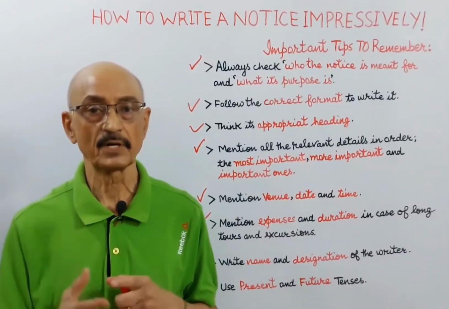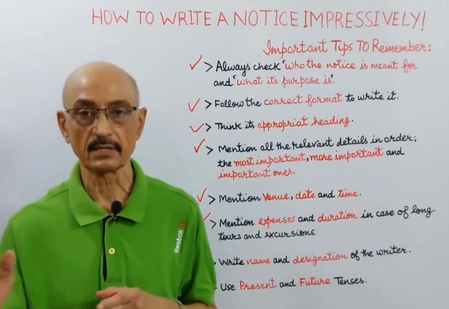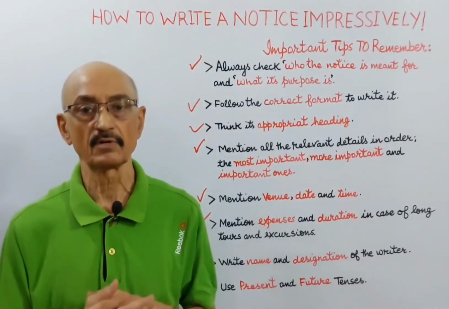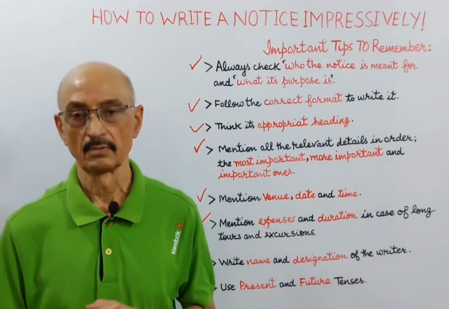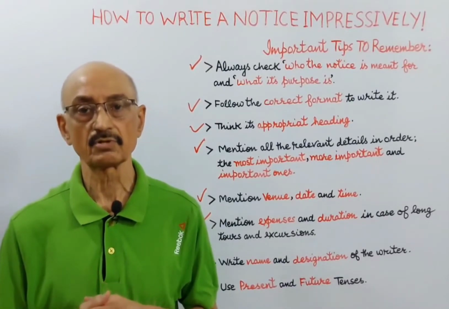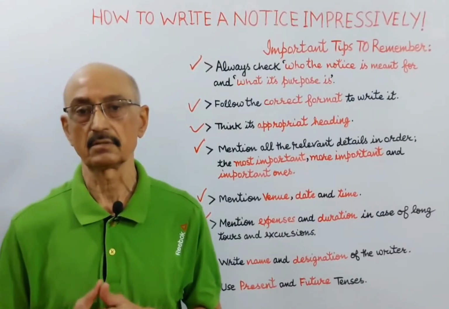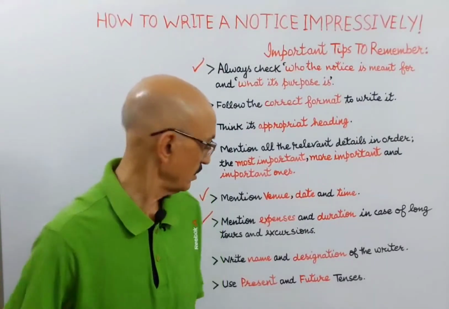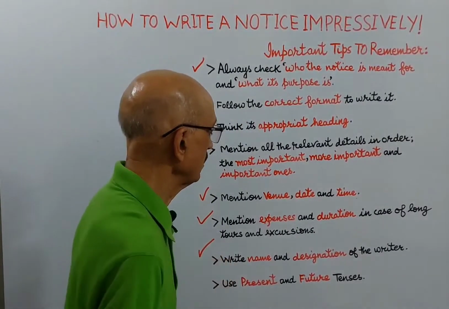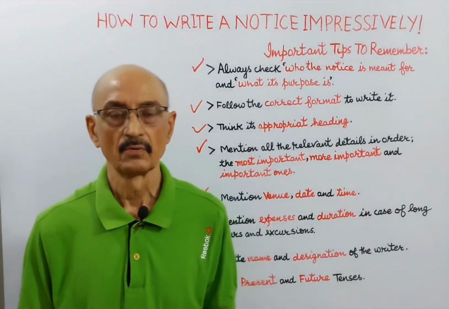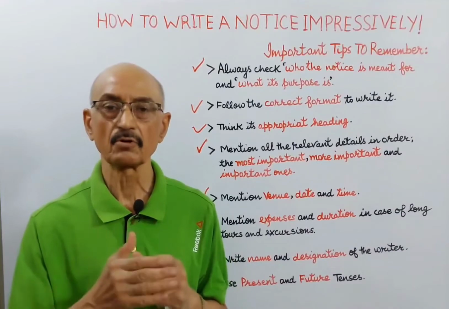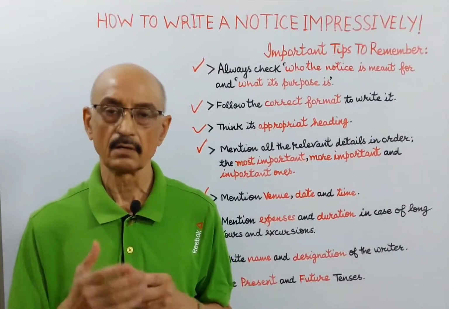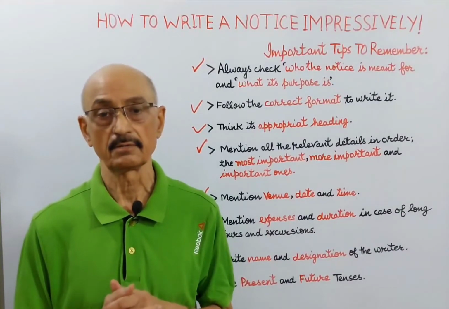So, in case of departure, you will mention date and time, and in case of arrival, you mention the date and then expenses per student. You will write these three things one below the other. The next step is write name and designation of the writer. When the body of that notice is complete, you put your name and designation if there is any.